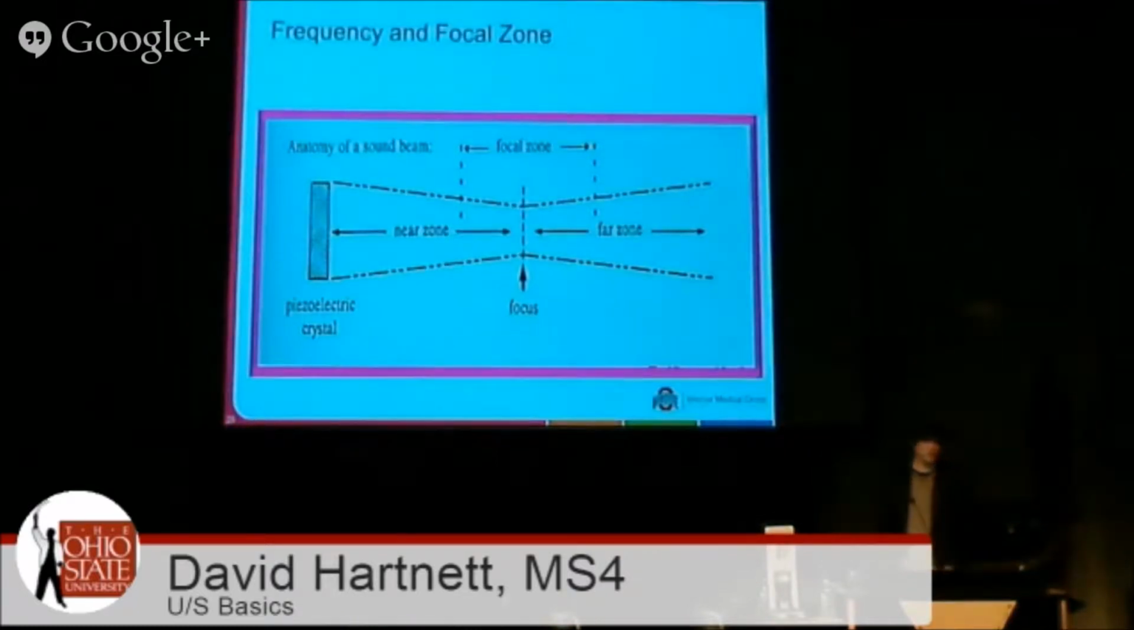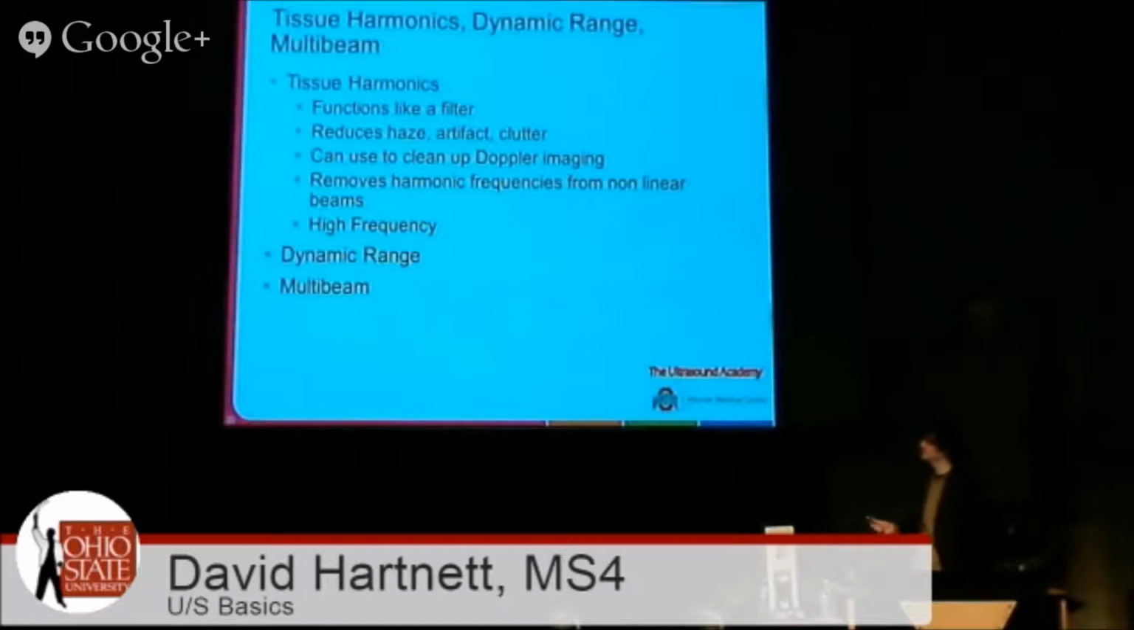So like I said, focal zones. The ultrasound beam is not really a single slice. It's got a little bit of a third dimension to it. The focal zone is where the focus of that energy is going to be. So you want your structure of interest to be right at the focal zone or just superficial to it. A couple more advanced things: you can use tissue harmonics, which reduce some of those artifacts, as well as dynamic range and multi-beam. These are a little bit more advanced than what we're hoping to cover today.